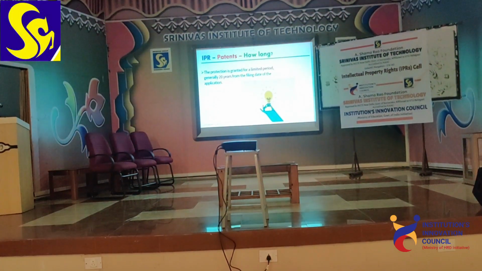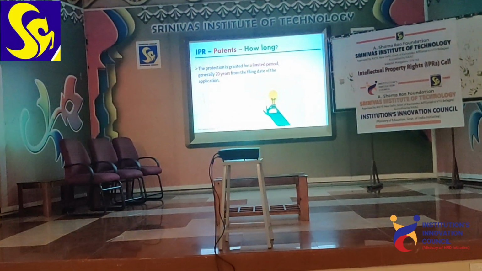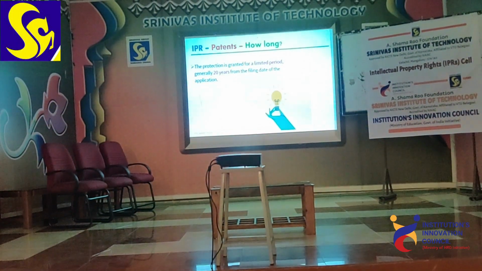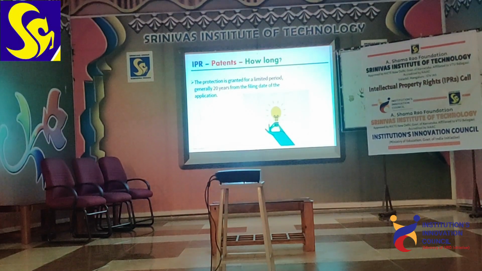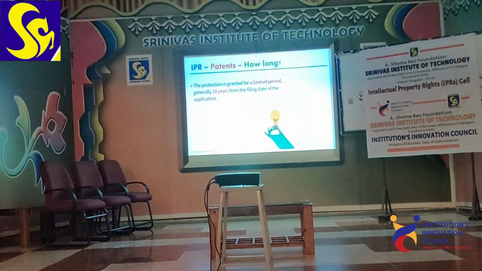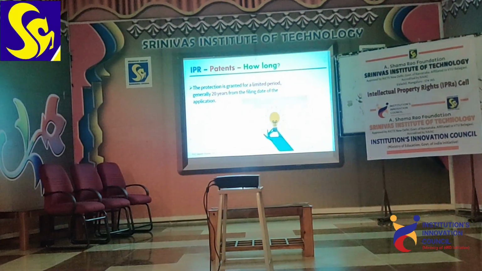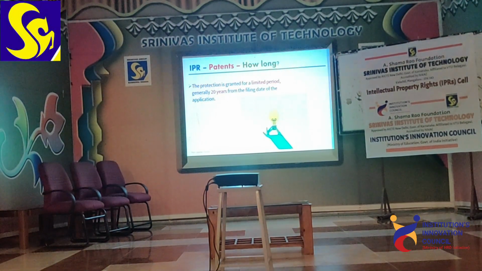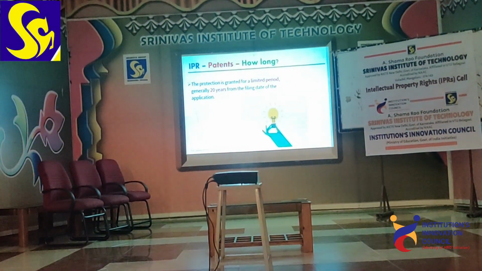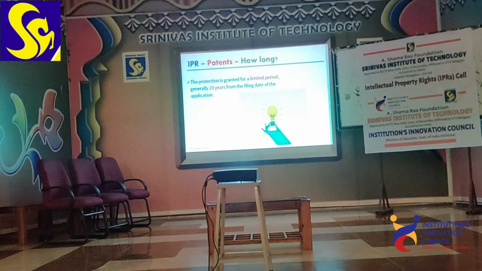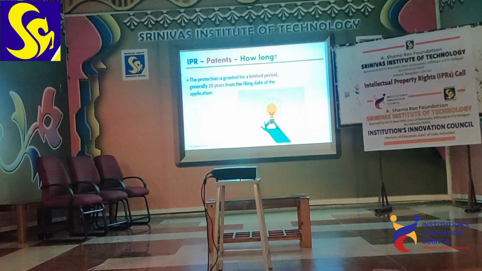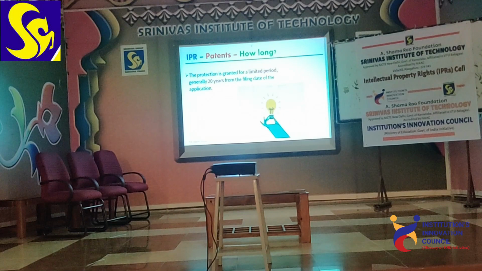How long is a patent granted? Generally, it is for 20 years. In most countries, a patent is granted for 20 years. That means once it is granted, the person has exclusive rights for 20 years. He can sell it or make money out of it for 20 years. And after that, it becomes public. Anyone can make use of that technology.